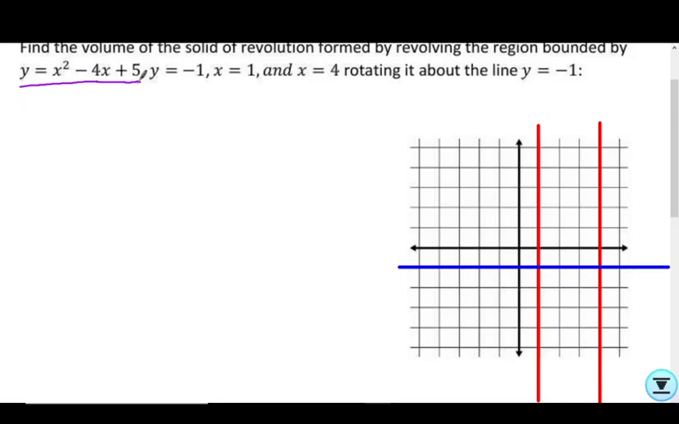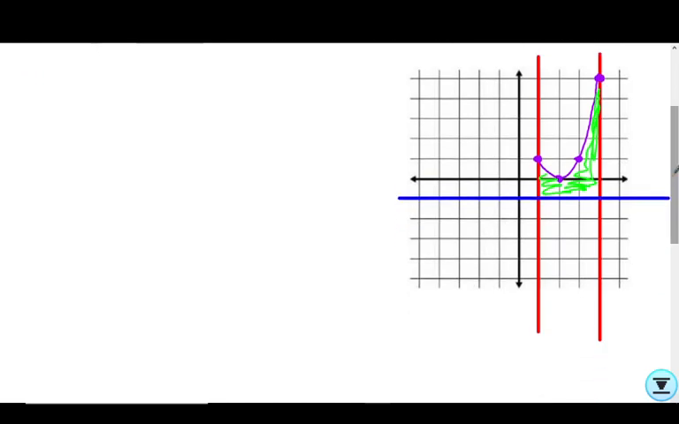So we plug in the points there, and we get 1, 2, so right there, there, 1, 2, 3, 4, 5. So that point there. So this quadratic, this is my area right here that I'm going to be revolving. Okay. So one of the easiest things to do to see what we're working with is, again, reflecting this over my line.